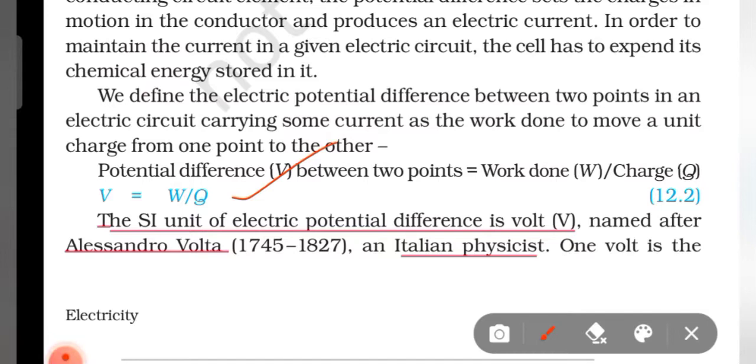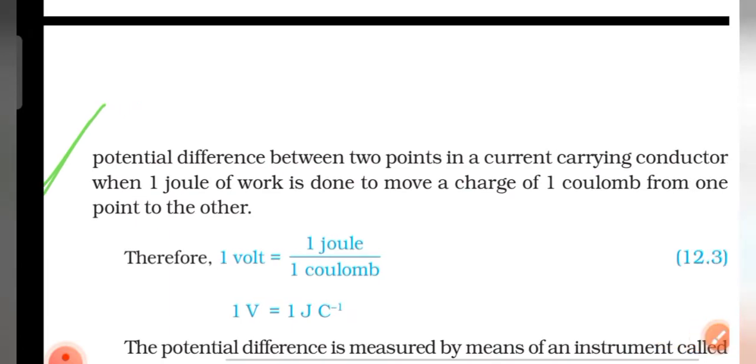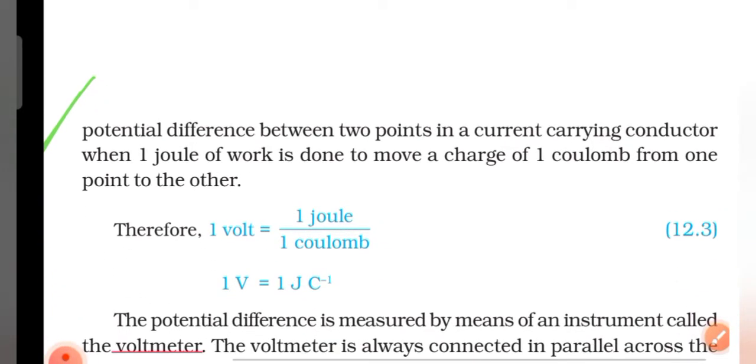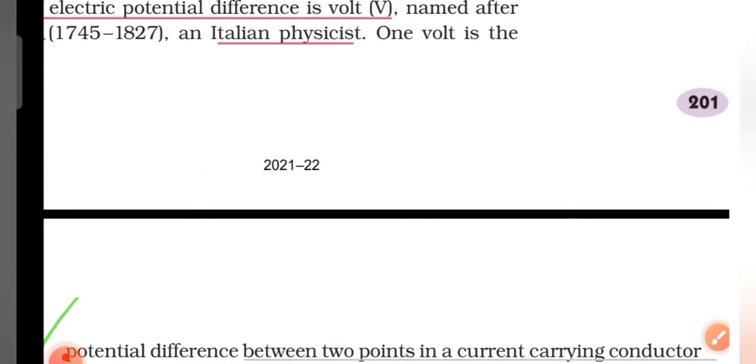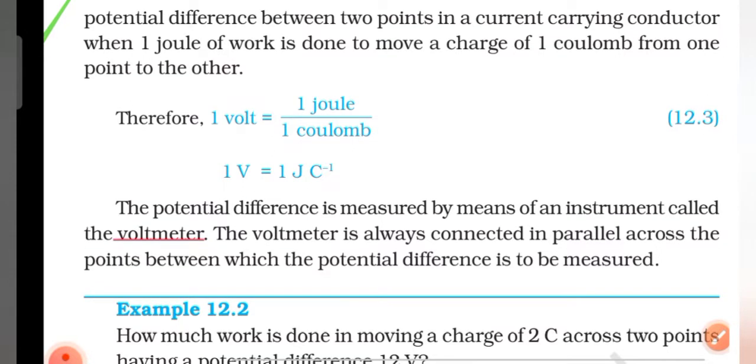The unit of potential difference is volt. It was named after Alessandro Volta, an Italian physicist. So here is the definition of 1 volt. This is a bit important and can be asked for 1 or 2 marks. 1 volt is the potential difference between 2 points in a current carrying conductor when 1 joule of work is done to move a charge of 1 coulomb from one point to the other. Therefore 1 volt is equal to 1 joule upon 1 coulomb.